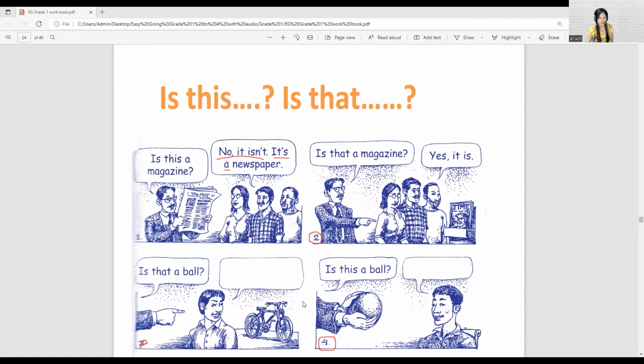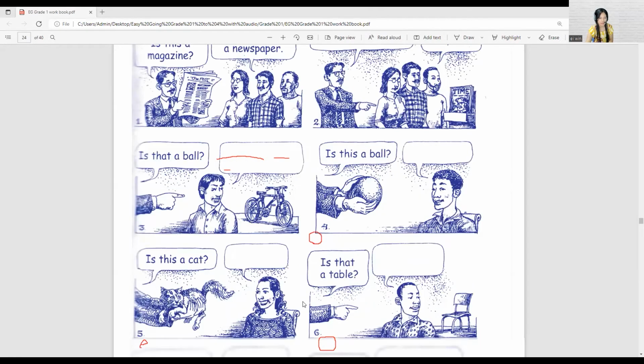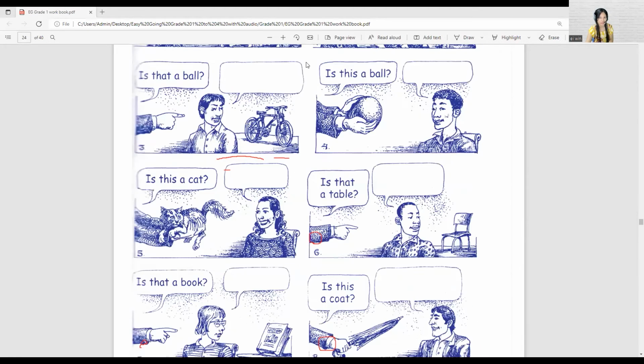So next one. Number 5. Is this a cat? Yes, it is.